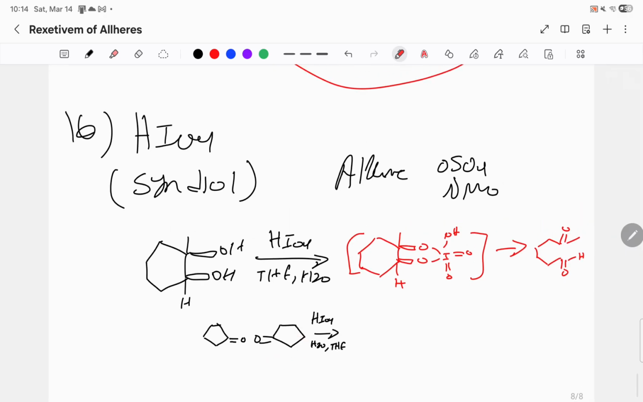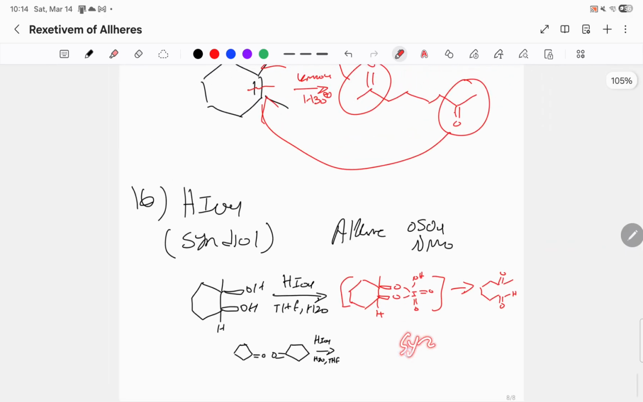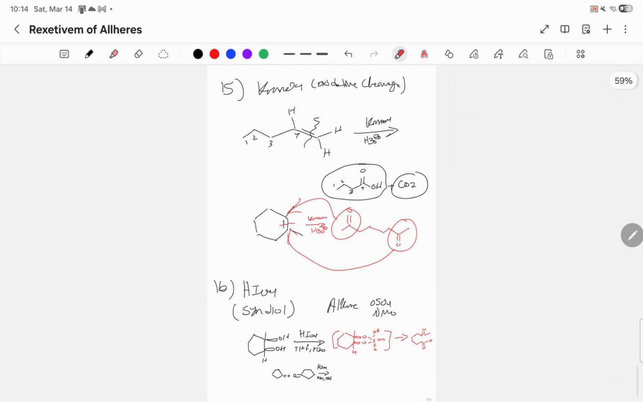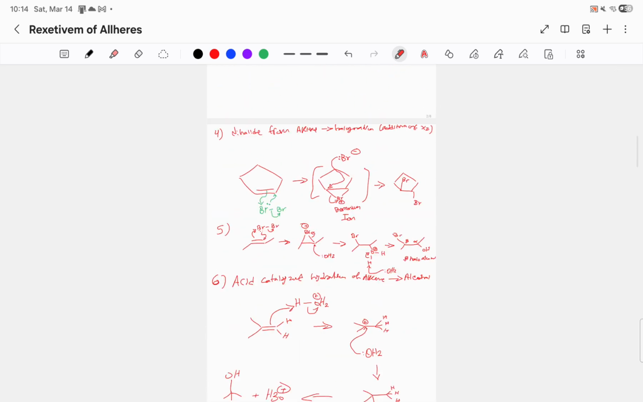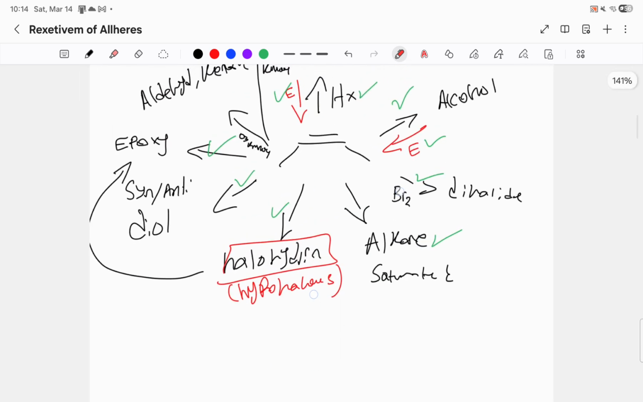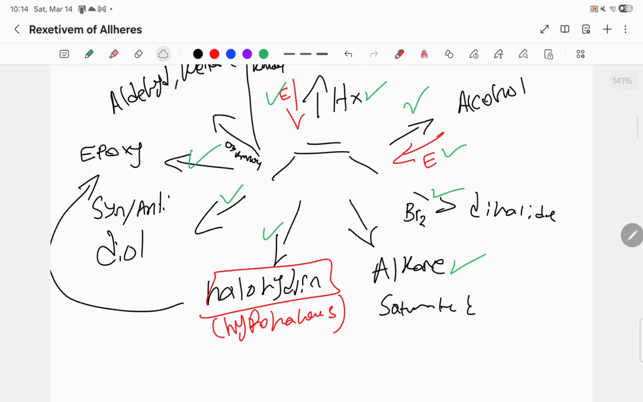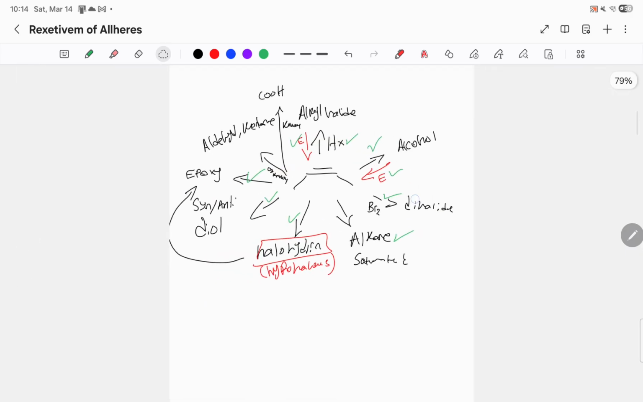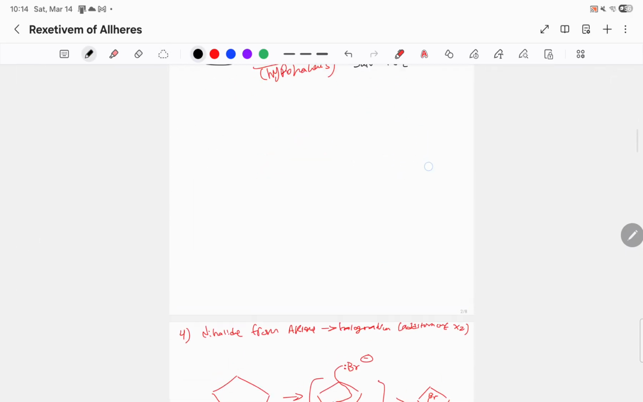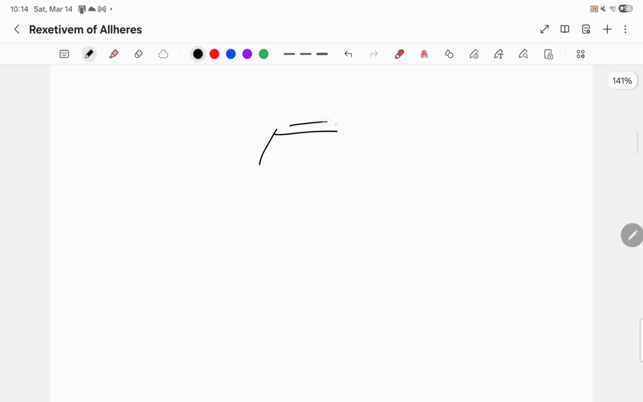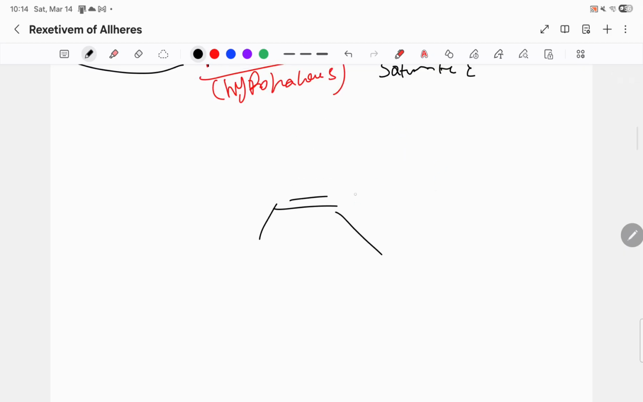So I will get two cyclopentanones from a syn diol. Okay, a syn vicinal diol. All right. And so now we have learned all of these reactions. So let's, again, kind of for our own peace of mind, summarize what we can do with an alkene. Okay, we can turn the alkene into an alkyl halide by way of adding HX.